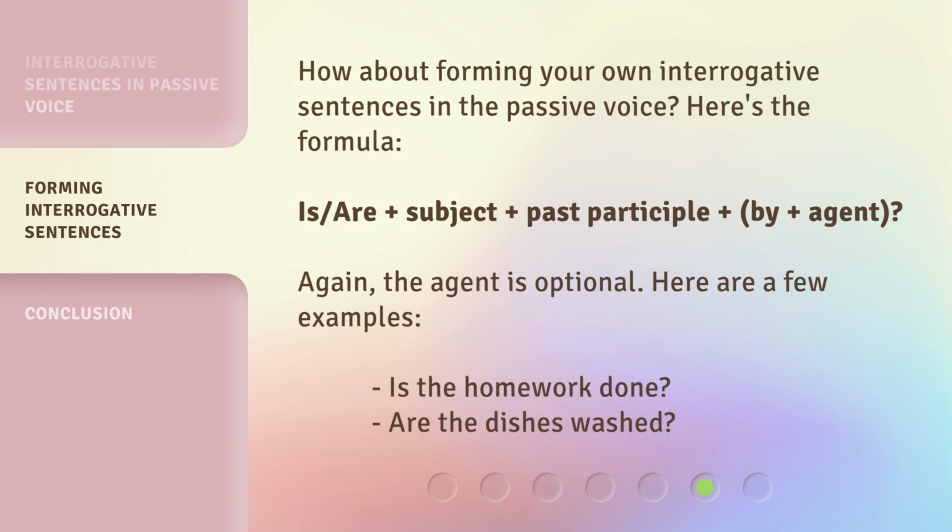How about forming your own interrogative sentences in the passive voice? Here's the formula. Is, are plus subject plus past participle plus, by plus agent. Again, the agent is optional. Here are a few examples. Is the homework done? Are the dishes washed?